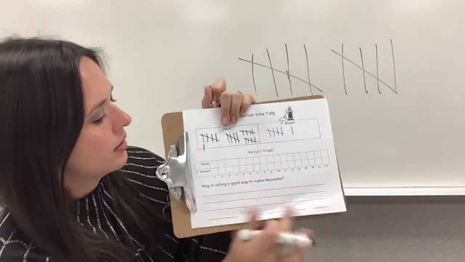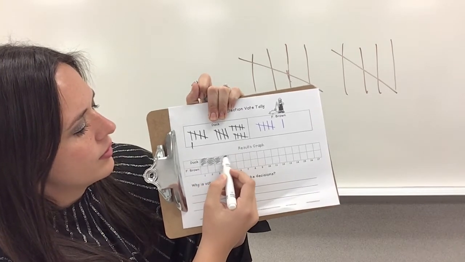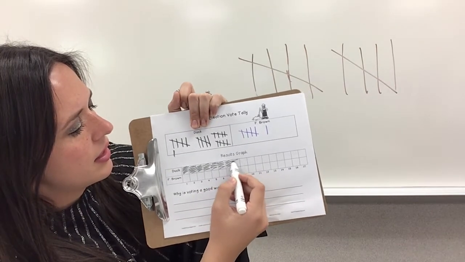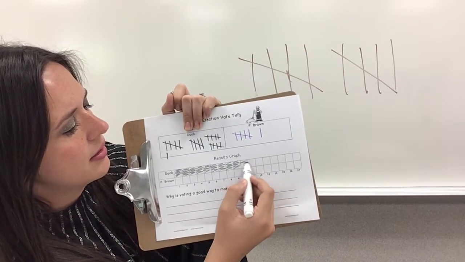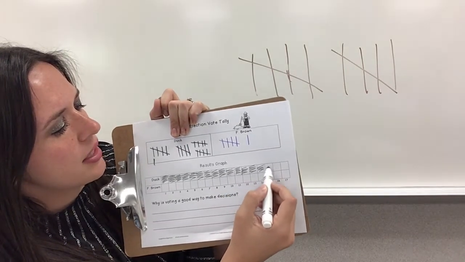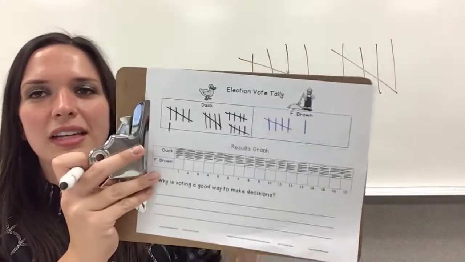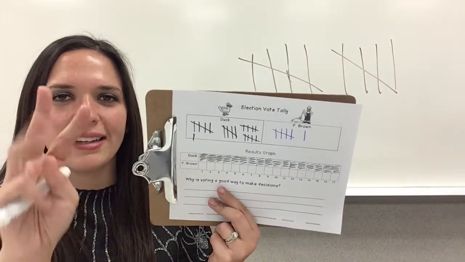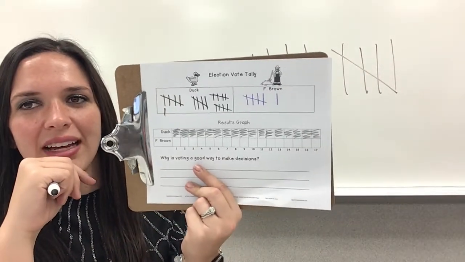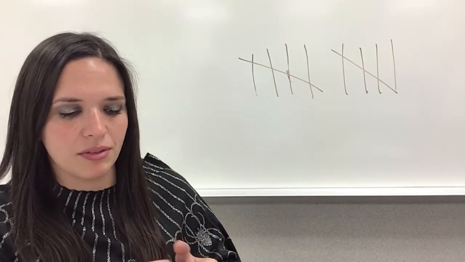So I have 1, 2, 3, 4, 5, 6, 7, 8, 9, 10, 11, 12, 13, 14, 15, 16, 17, and then if we were going to keep going, we'd have 18, 19, 20, 21. So we're short 4 votes, but we've covered up that entire line for Duck. So that shows all of the votes that he received.